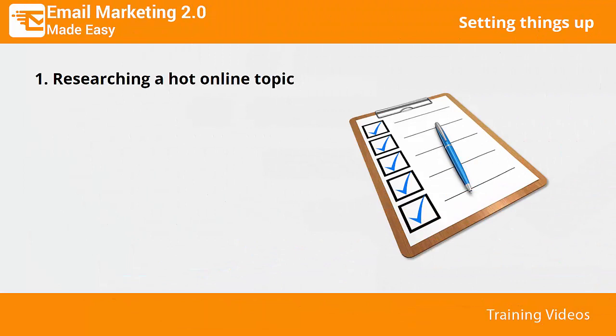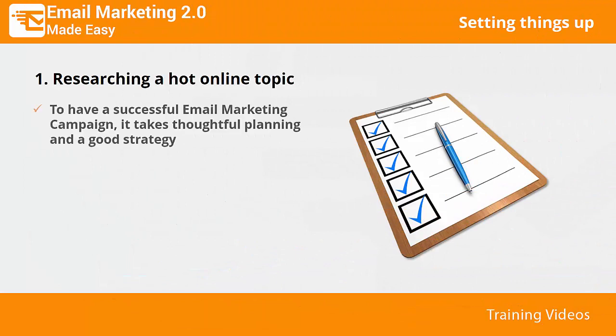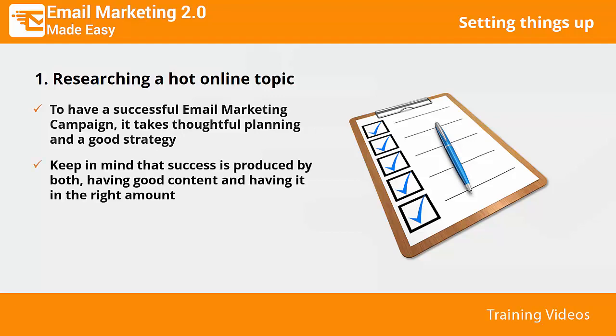1. Researching a hot online topic. To have a successful e-marketing campaign, it takes thoughtful planning and a good strategy. If it's done right, there's no doubt that new leads will be generated and loyal customers obtained. Keep in mind that success is produced by both having good content and having it in the right amount.